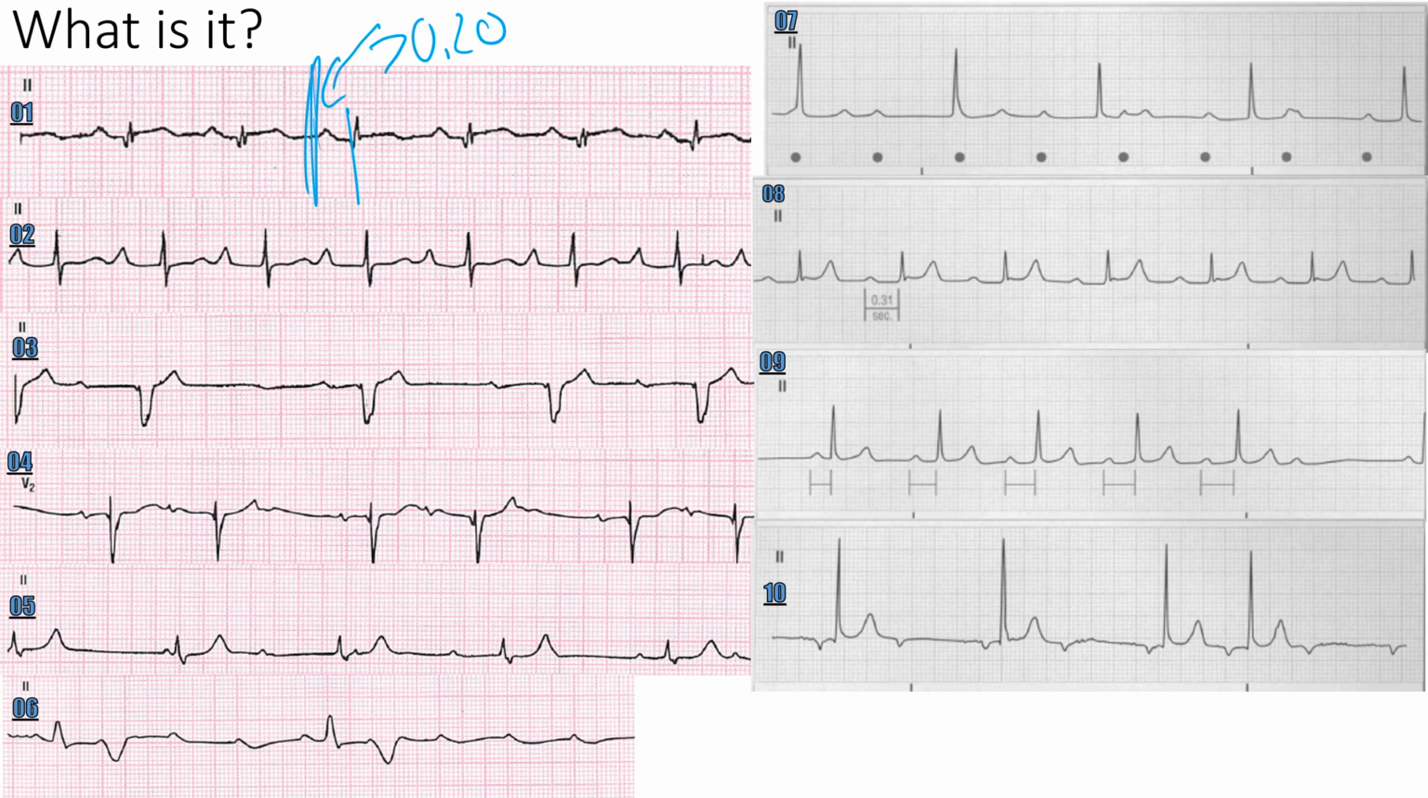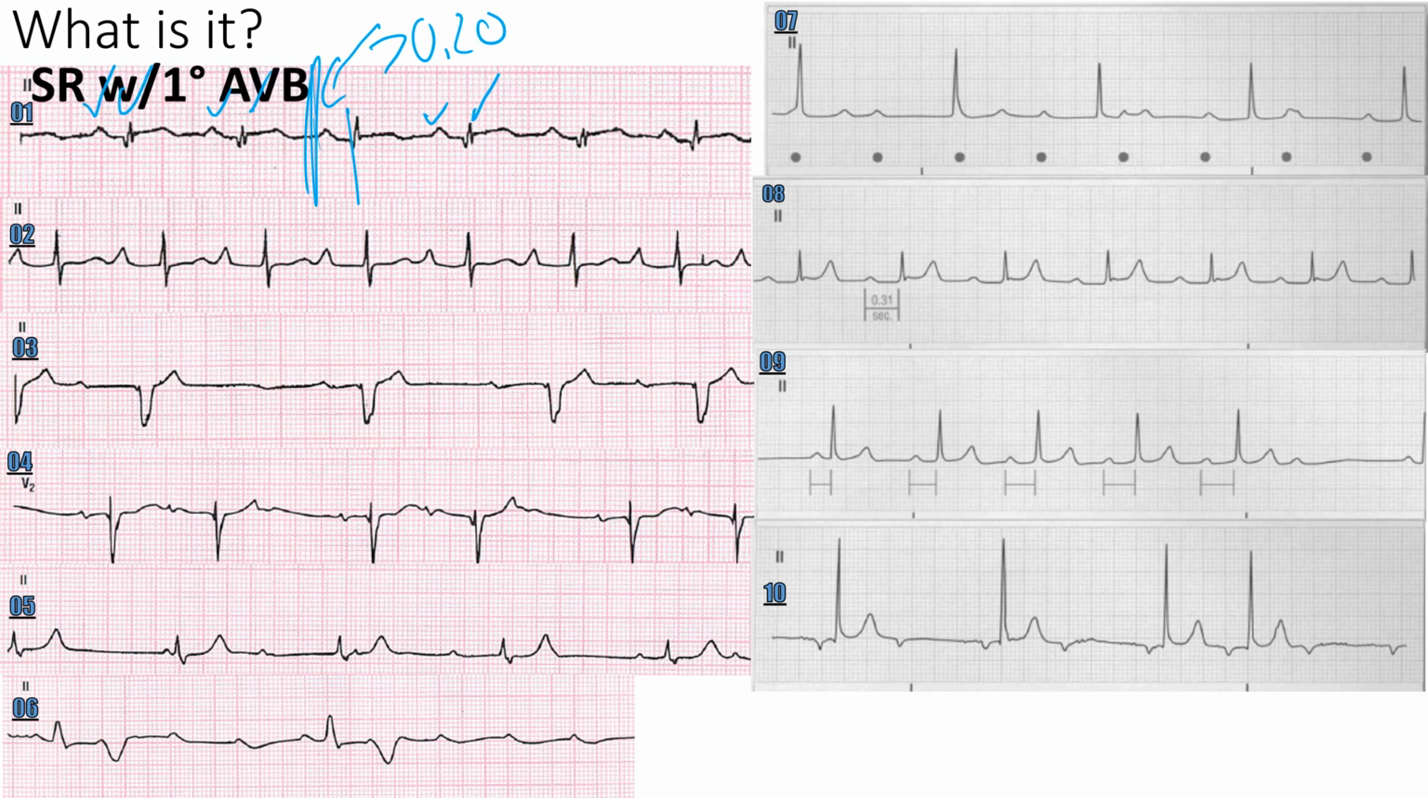First degree blocks have P followed by QRS, P, QRS, P, QRS. The P to P and the R to R interval technically are the same, right? So I've got P, QRS, P, QRS, P, QRS, P, QRS. That's looking a lot like a what? A first degree AV block.